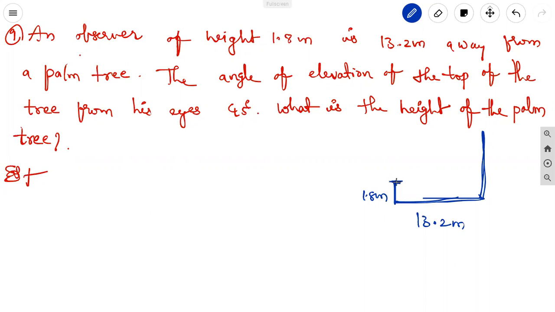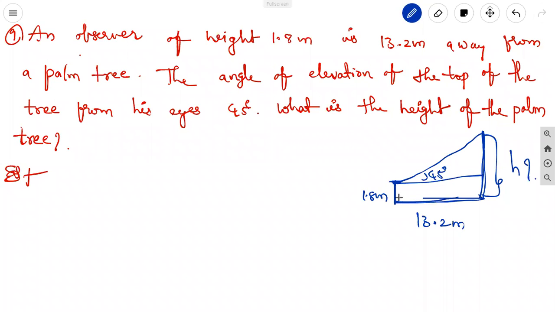Next, the angle of elevation of the top of the tree from his eyes. Suppose we are taking his eyes here. Then we can take the angle of elevation as 45 degrees. This is 45 degrees. What is the height of the palm tree? What is this? H equals how much?